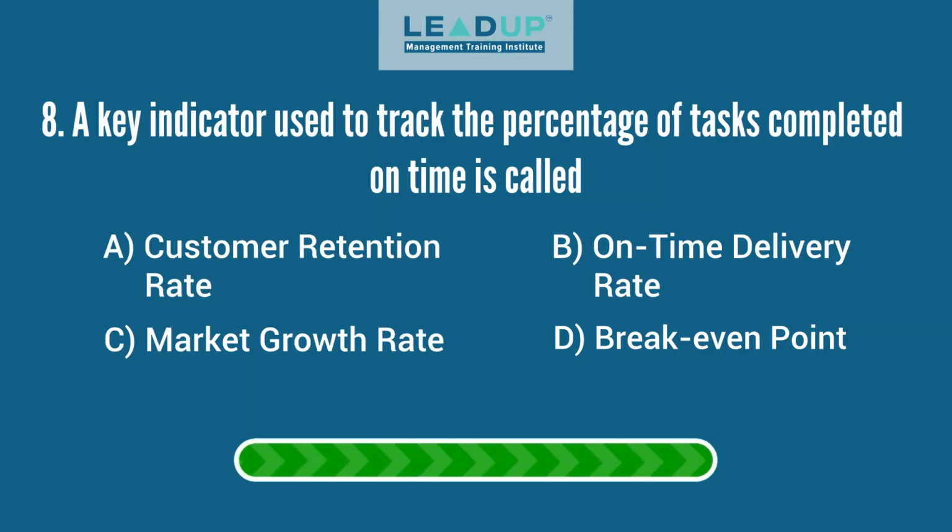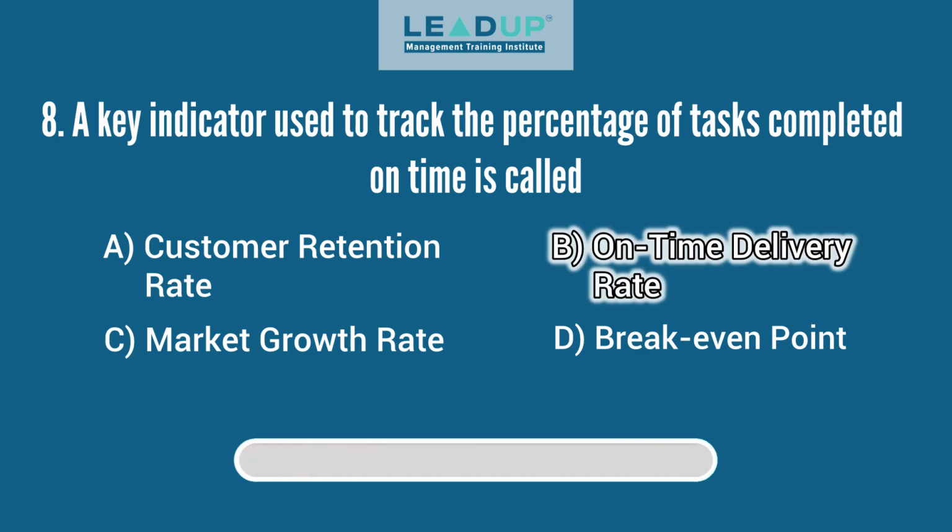Question 8. A key indicator used to track the percentage of tasks completed on time is called A. Customer retention rate, B. On-time delivery rate, C. Market growth rate, and D. Break-even point. The answer is on-time delivery rate.